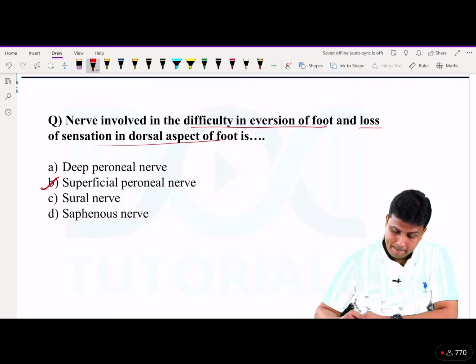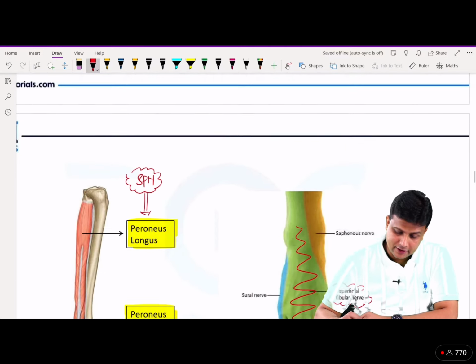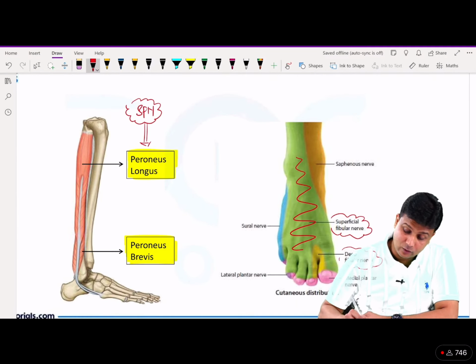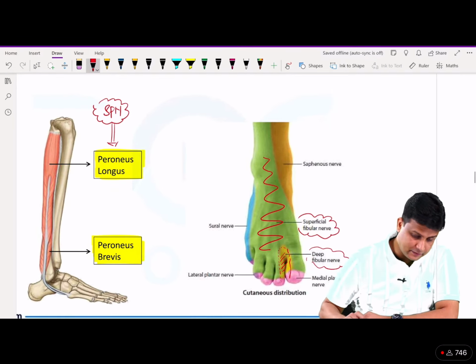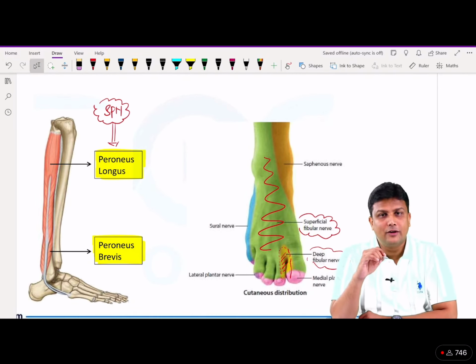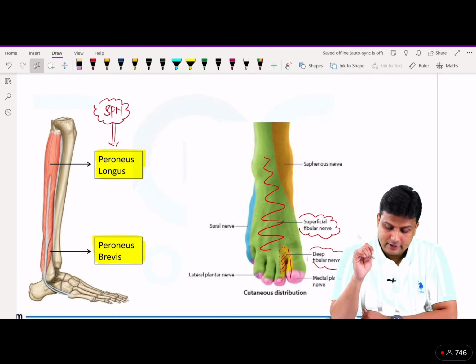Okay. Now apart from that, your MCI examiner is also interested in the deep peroneal nerve. Why? Because deep peroneal nerve is the one which is supplying only the skin in the cleft of first toe and second toe, only that skin which is present in the cleft of first toe and second toe. That is the first web space. So deep peroneal nerve will be supplying the skin in the cleft of first toe and second toe, sir. That is the first web space.